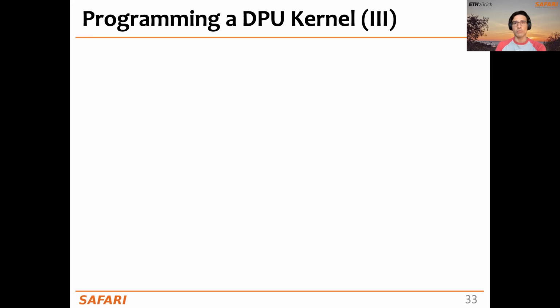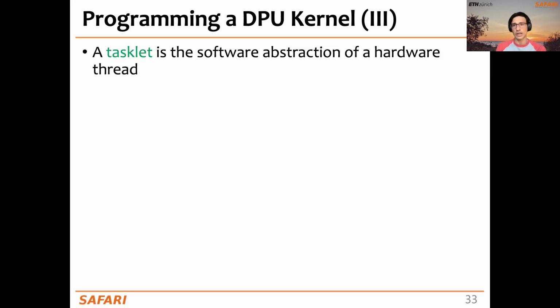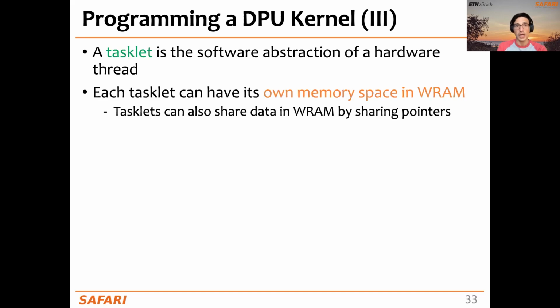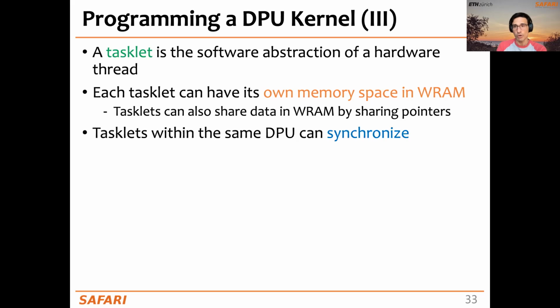Okay, so a few considerations about tasklets. Tasklets are the software abstraction of a hardware thread, and each tasklet can have its own memory space in WRAM. You have seen how we can allocate the space in WRAM for each tasklet using, for example, this memalloc, this incremental allocator. But tasklets can also share data in WRAM by sharing pointers, and that's possible, and we are going to see one example next.